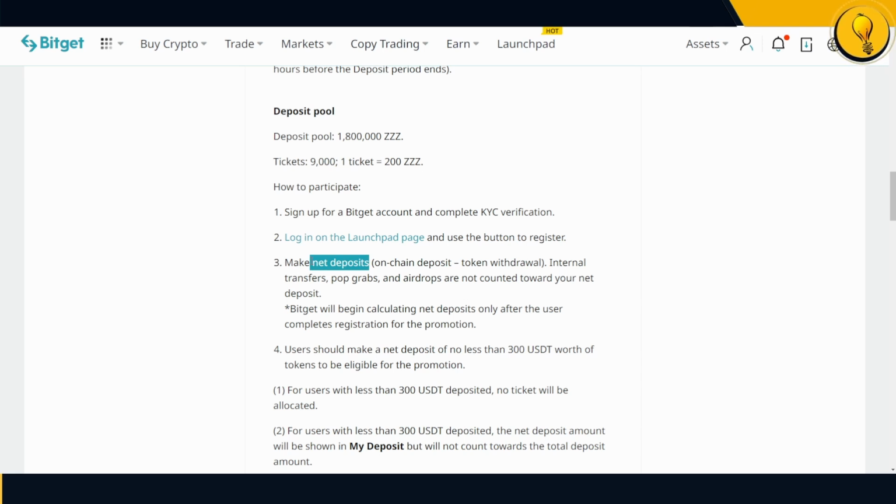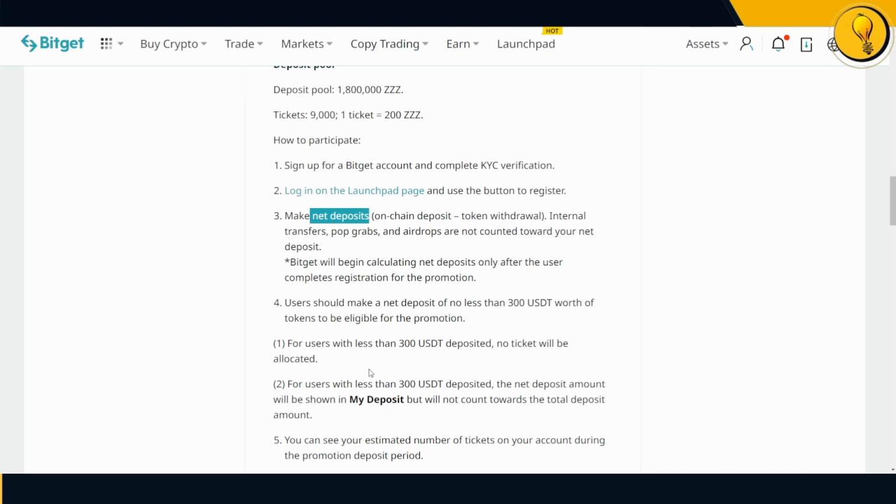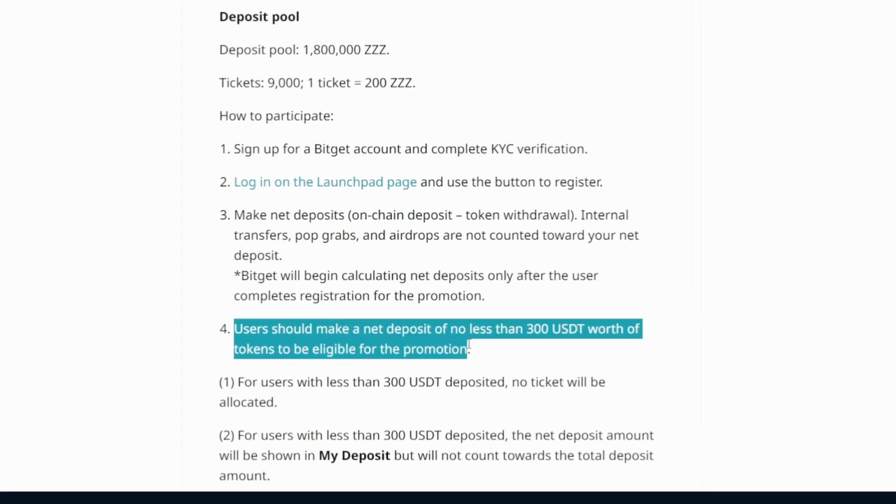Okay, but now your tickets are going to be based on net deposits, right? Is there anything else that you guys need to know about participating in this particular ICO? Well, yes. Users should make a net deposit of no less than 300 USDT worth of tokens to be eligible for the promotion.